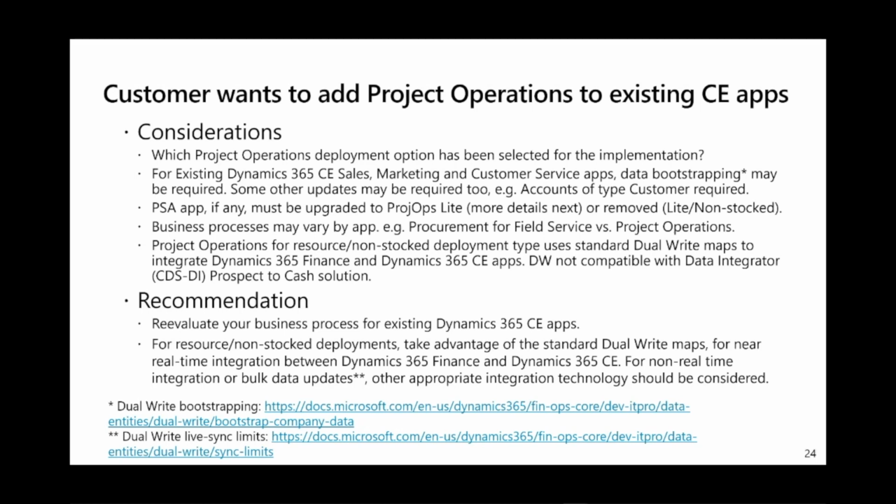For non-real-time integration or bulk data updates, other appropriate integration technology may need to be considered. And you can see a little double asterisk there, and I'm pointing that to the dual write live sync limits. The reason there, and we're going to talk about that a little bit more with data composition, is that everything is wrapped in a transaction, and you've got to control the size of a single transaction that is going to flow through dual write in live sync mode. But we'll talk more about that in a moment.